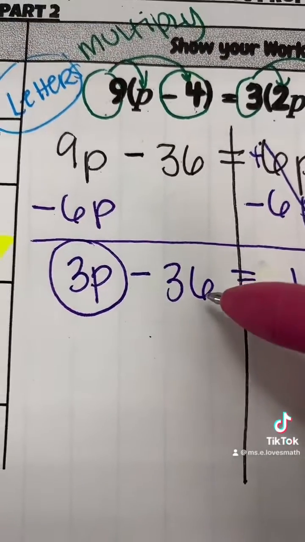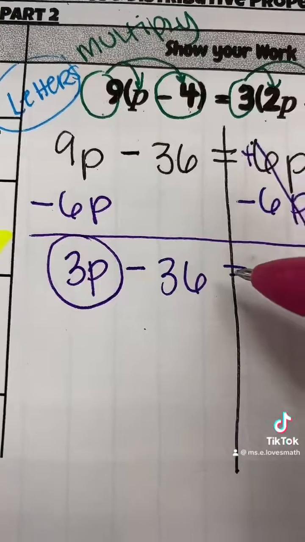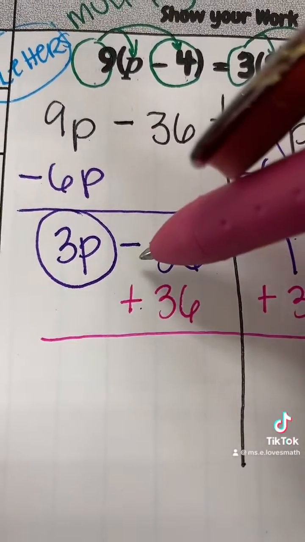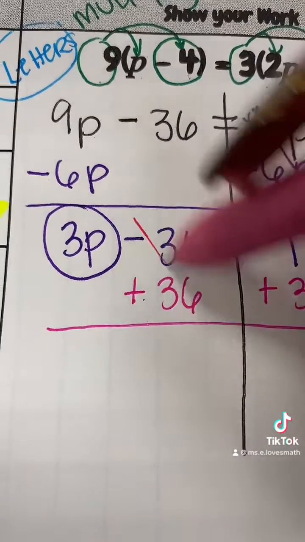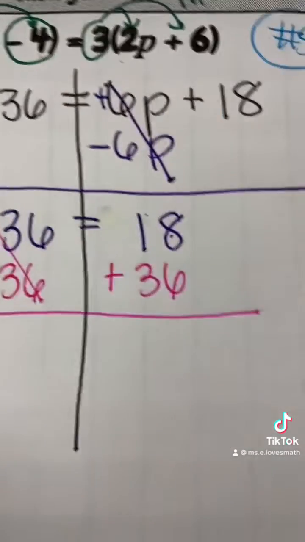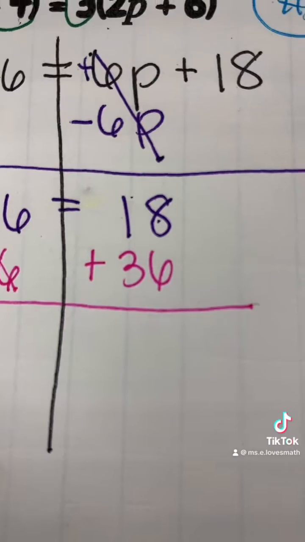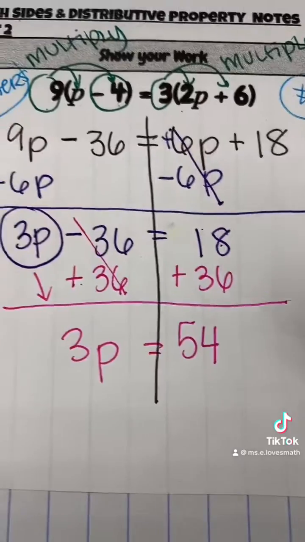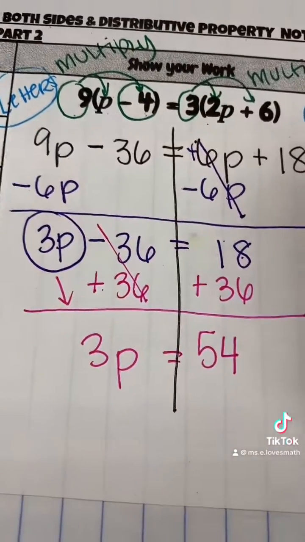That means we need to get rid of this minus 36. To do that, we use inverse operations. Negative 36 or minus 36, the opposite would be to add 36 so that they cancel. Whatever you do on one side, you must do to the other. 18 plus 36 is 54. Bring down the variable term on the left.